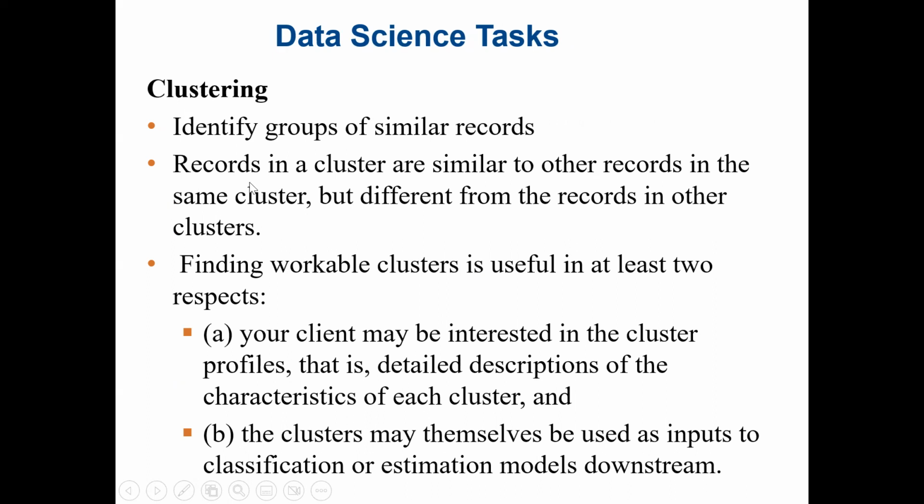So next is clustering. Clustering is unsupervised learning. So here we're going to identify groups of similar records. If we have a group that has similar categories or values or records, then we cluster them as one. If the groups have dissimilar records, then we put them in different clusters. Records in a cluster are similar to other records in the same cluster, but different from the records in other clusters.